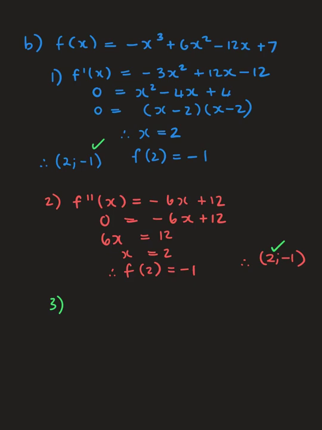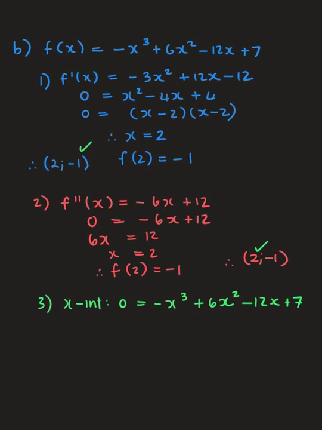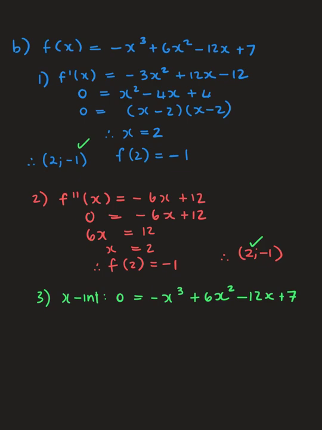All right, so for my x-intercept, I let y equal 0. So 0 is equal to -x cubed plus 6x squared minus 12x plus 7. Scooch over. I'm going to multiply through by negative: x cubed minus 6x squared plus 12x minus 7. All right, here's our little trick. We list the factors of 7.